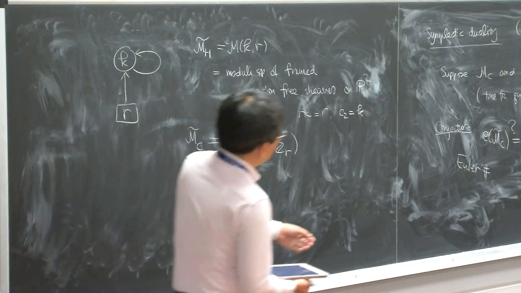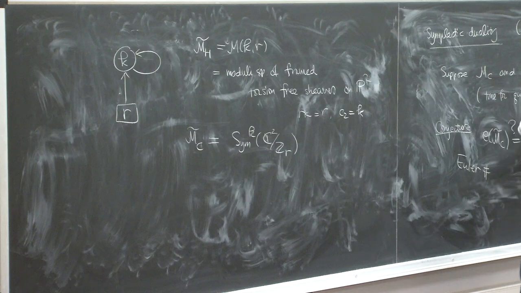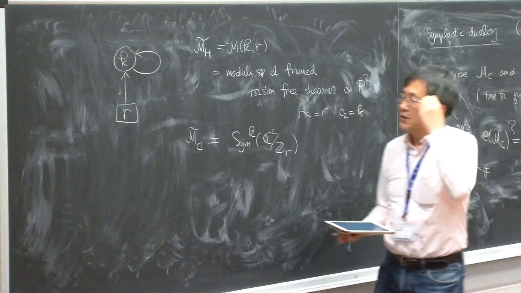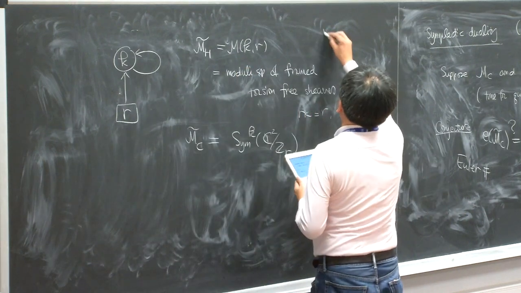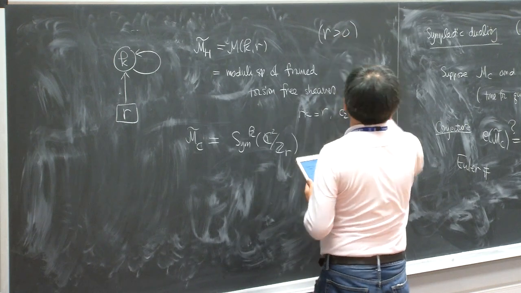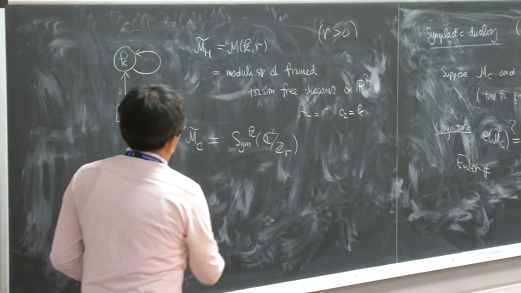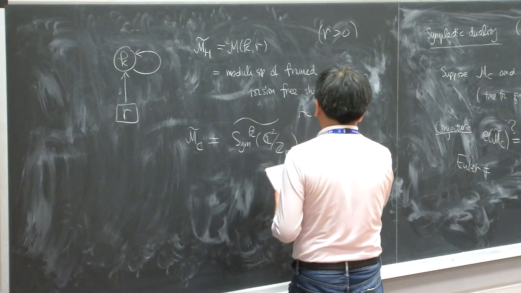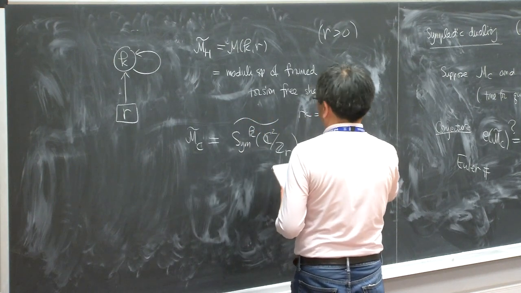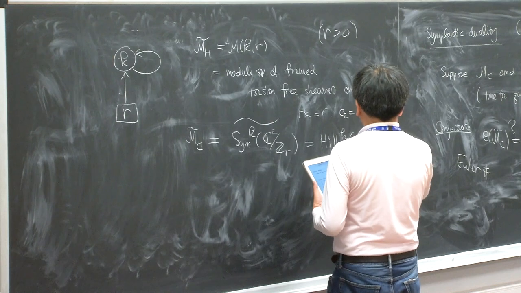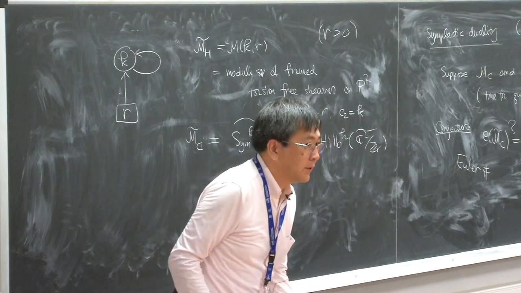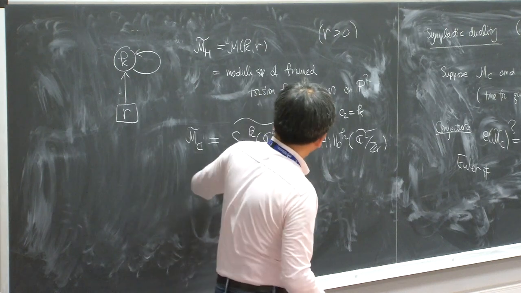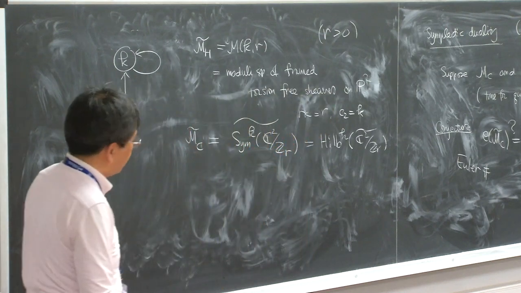By the assumption, I exclude the case R equal to 0, since in that case the definition of the Higgs branch is slightly problematic. So I assume R is positive. And this is the resolution, and there's a standard one, the Hilbert scheme of K points. You first resolve the simple singularity and take the Hilbert scheme. This is the resolution of the symmetric product of this singular surface.